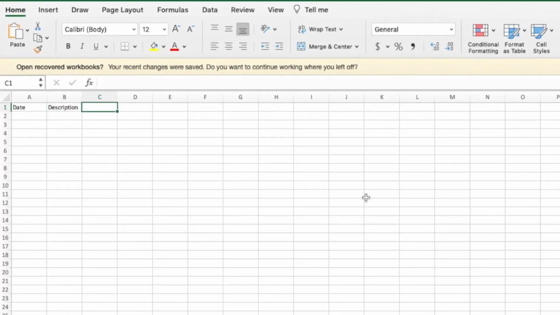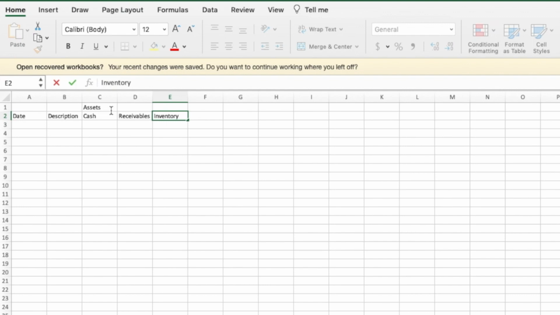So let's move these down and give us the first row empty so that we can give categories to our accounts, like assets. So within assets, we have cash, receivables. We'll put inventory. I don't think I'm going to use it. Equipment. And then we'll have some liabilities in here. We'll just call this equipment loan for now.